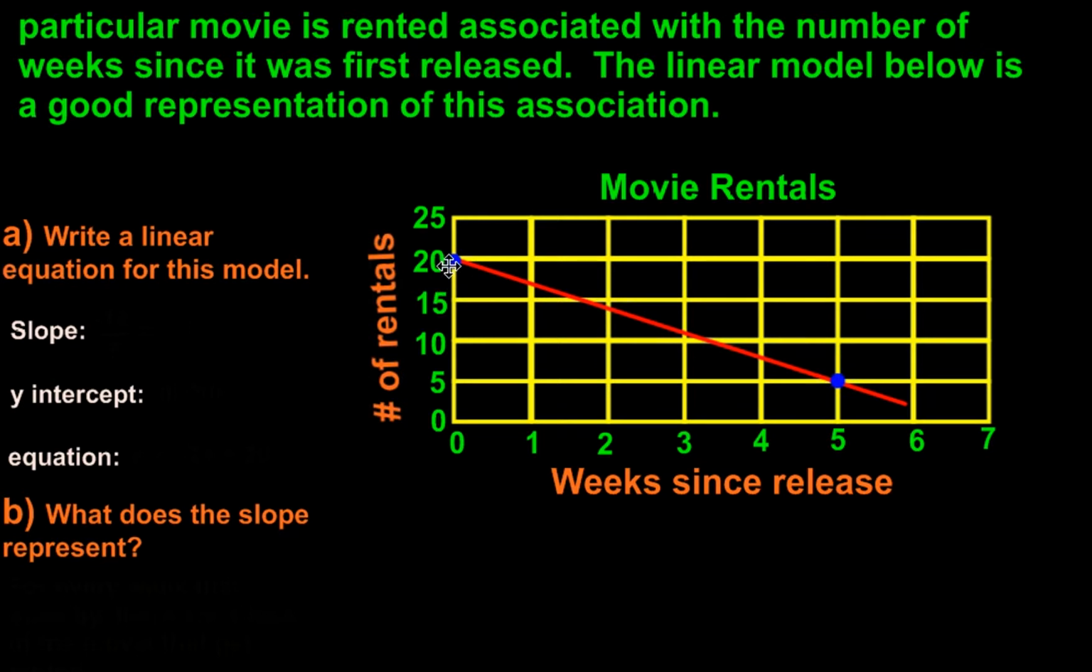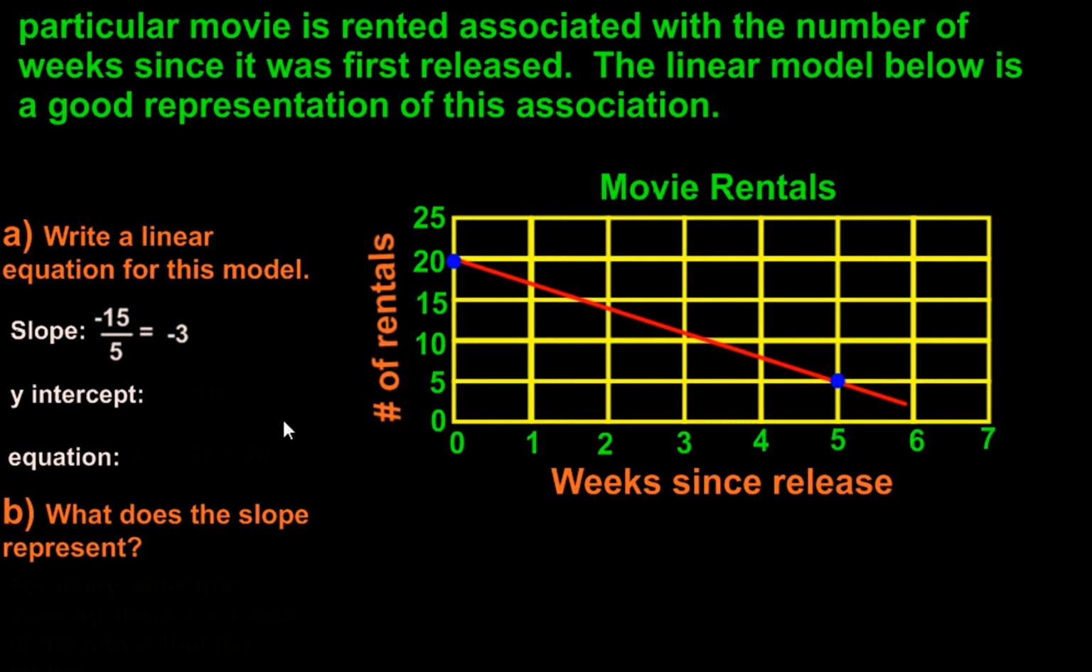So if we start at 20, we're going down, so that's going to be a negative. But how many down do we go? 5, 10, 15 down, and then 1, 2, 3, 4, 5 to the right. So it's 15 down, 5 to the right. That's going to be negative 15 over 5, which reduces to negative 3. So we have a slope of negative 3.